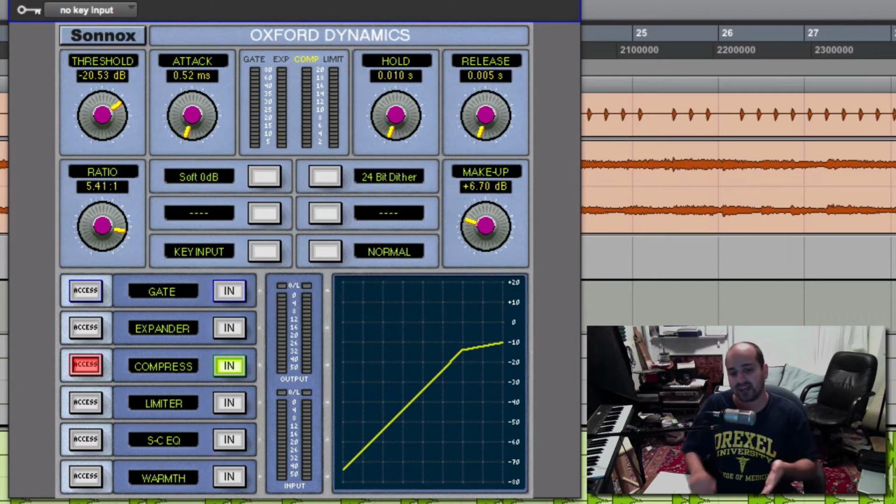Well, the attack sound is very fast. That's the sound of the stick hitting the head of the snare. It's that first physical impact that's being picked up by the microphone. It only lasts maybe 10 milliseconds, maybe even less.